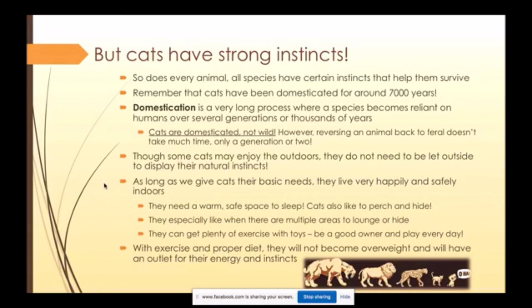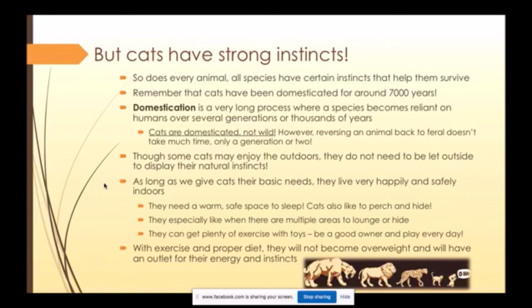All they really need is a warm, safe place to sleep. Cats also like to perch and hide, so a bed where they can cuddle and get all warm and cozy, or a windowsill or cat tree where they can climb up high and look over things, are both really important to making a cat feel safe and like it's their home and their territory. And cats obviously prefer when there are multiple areas. So if you have several cat beds or, like I mentioned, windowsills, cats might have a few different windowsills around your house that they like to look out of.